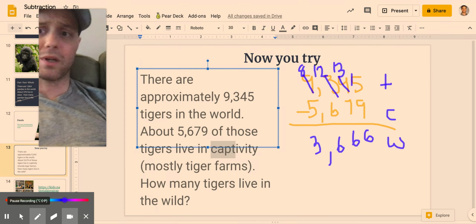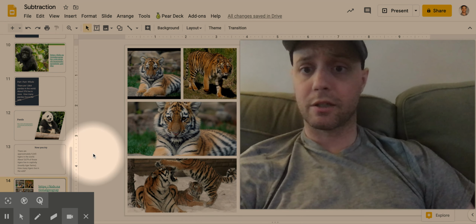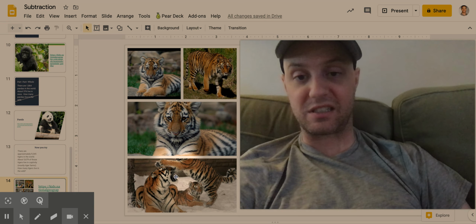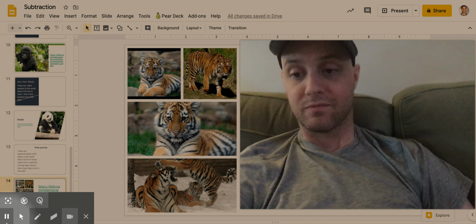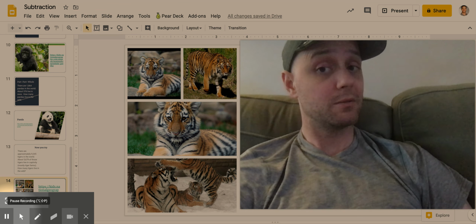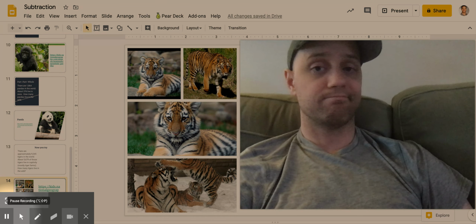Here's some tigers. Those ones are fighting. That's a cute one. Oh, you can look up more about tigers and ways that you can protect them.